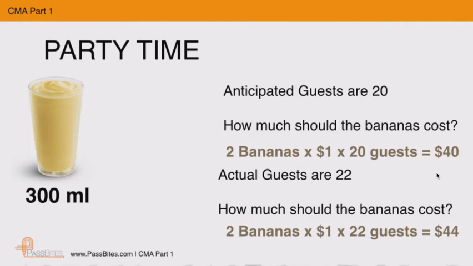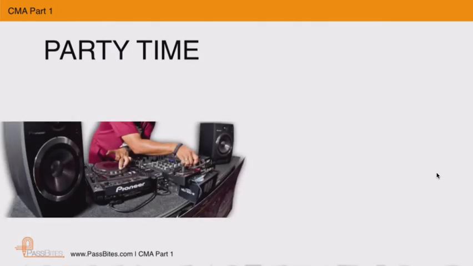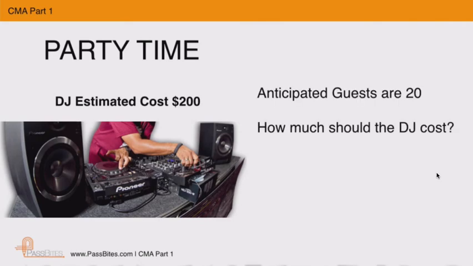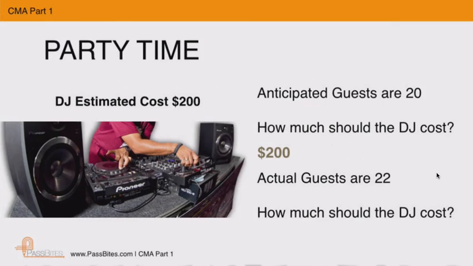Now we understand that the cost of bananas is variable in nature, which means the more milkshakes we produce, the more cost will be required. Let's take another example. In the same party, if we are arranging for a DJ and the DJ's estimated cost is $200, and we are anticipating 20 guests, then how much should the DJ cost us? $200. And if actual guests are 22, the cost of the DJ should not increase.